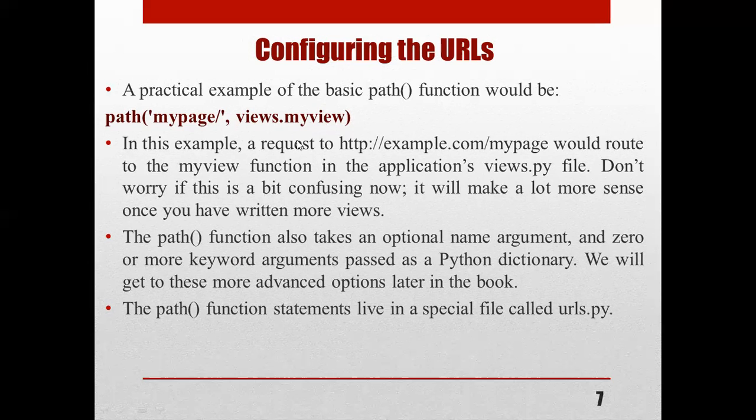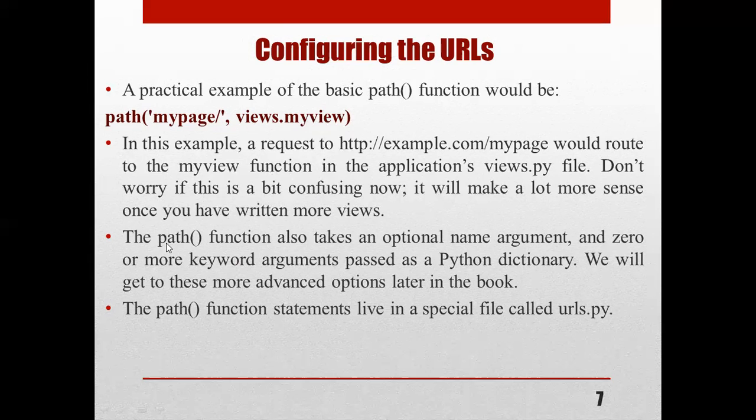So in this example, take a request to http://example.com/my_page. So this is the root. It would route to the my_view function in the application's views.py. This is the view name here. So it will route this page to the my_view function in the application's views.py file. If this is a bit confusing now, it will make a lot more sense once you have written more views. If there are multiple views, it is a little bit confusing.